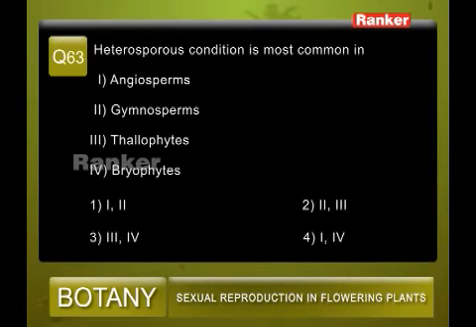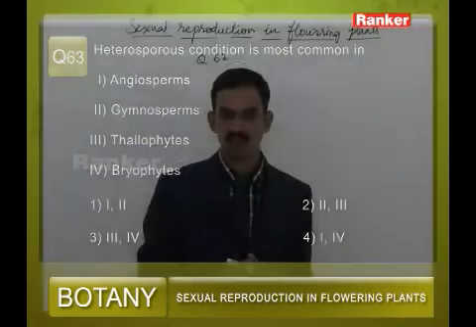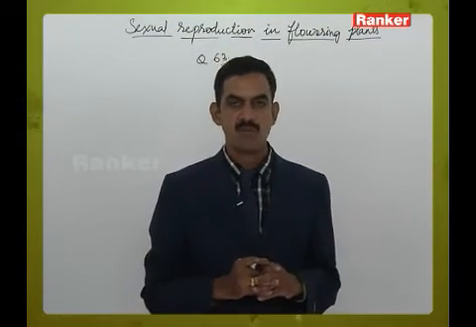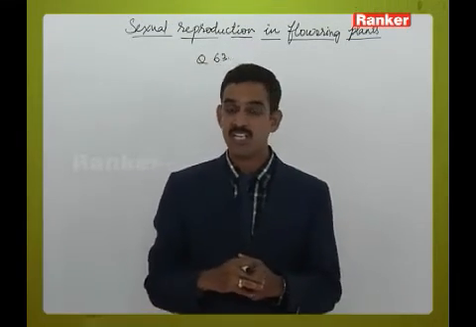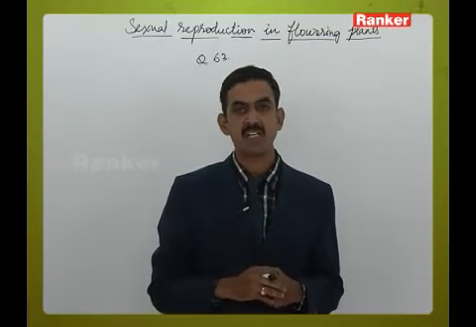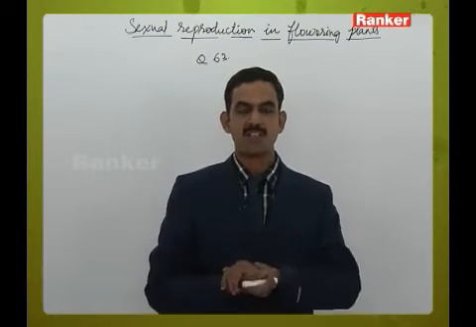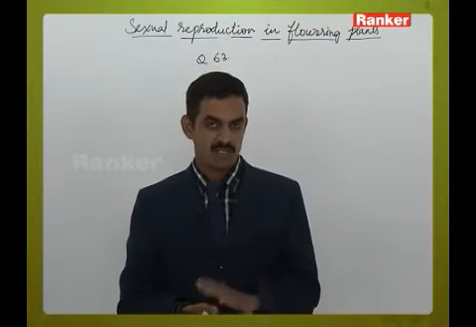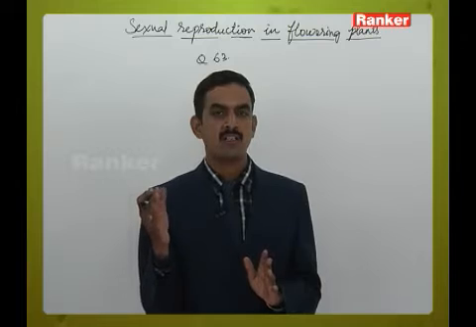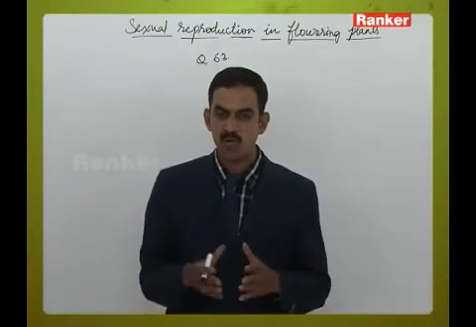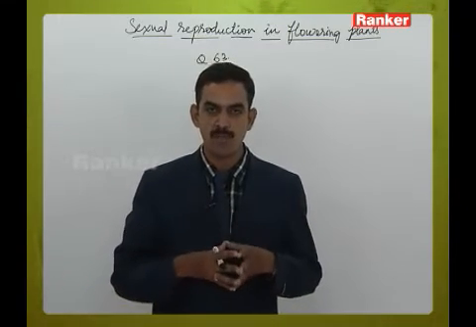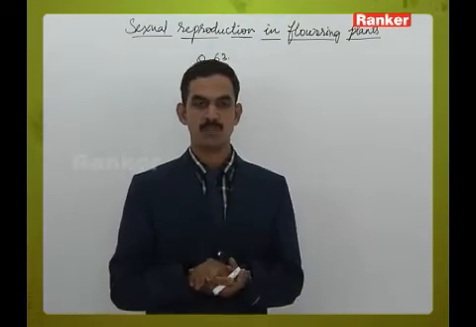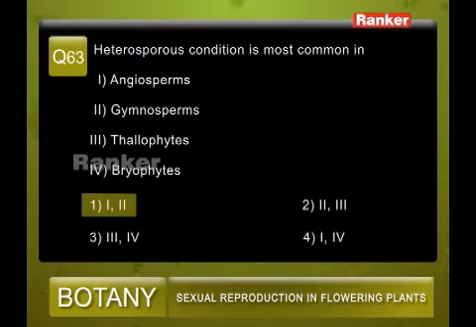Question number 63, heterosporous condition is most common in options: angiosperms, gymnosperms, thallophytes, bryophytes. So heterosporous condition means formation of different types of spores which are leading to the formation of male gametophyte and the female gametophyte. So this type of character is present in higher plants, and this character will start in pteridophytes. So it is completely present in gymnosperms and angiosperms. So from the given options, we can say that heterosporous condition is most commonly present in angiosperms and gymnosperms. So question number 63, the correct answer is 1.